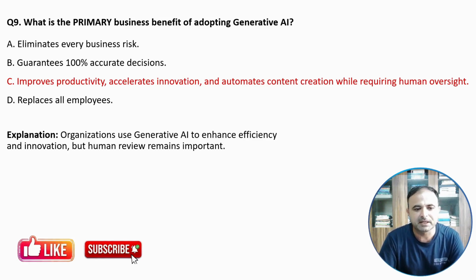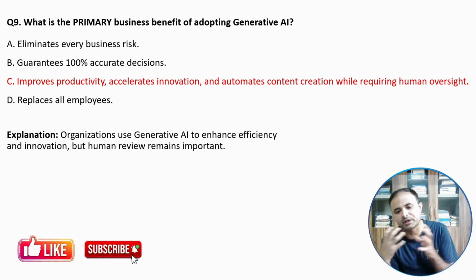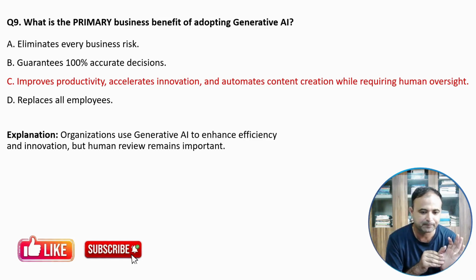What is the primary business benefit of adopting generative AI? That is C: it improves productivity, accelerates innovation and automates content creation while requiring human oversight. The correct answer is C. The primary uses of generative AI are to improve productivity, accelerate innovation and automate content creation, and it requires human oversight. Explanation: organizations use generative AI to enhance efficiency and innovation, but human review remains important.